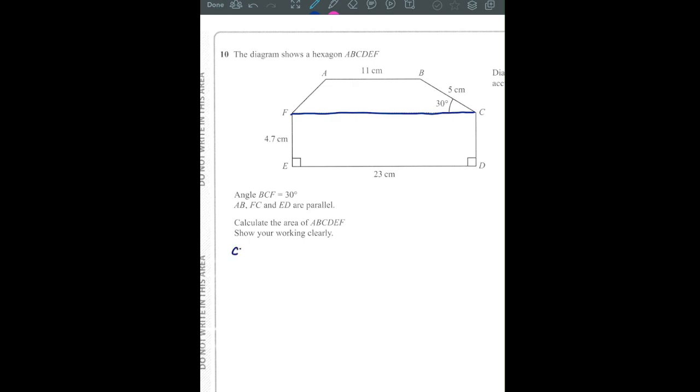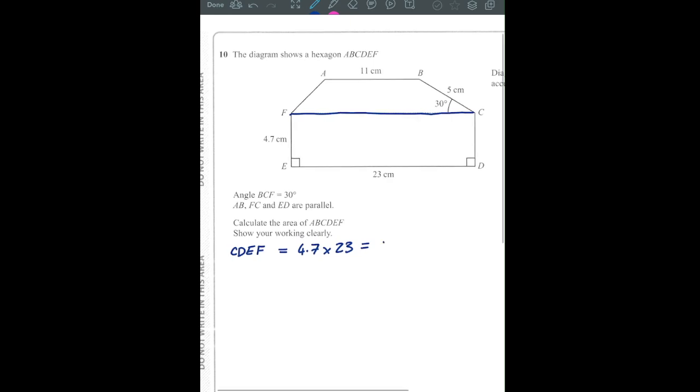The rectangle seems quite easy. So CDEF is a rectangle of height 4.7, of base 23. One thing that you should check, at least mentally, is the units were the same. And yes, indeed, both of these were in centimeters. So I can go ahead and type that into my calculator. That's 108.1 centimeters. Notice the question didn't tell you how to round, so we're looking for an exact answer here. So far, that is exact.